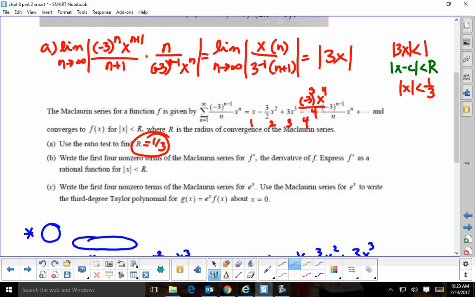Yes? Okay, so it wants the first 4 non-zero terms of f prime. So f prime, derivative of that guy is 1. Derivative of that guy is negative 3x. Derivative of that guy, what? Derivative of the next one, okay? So here I can see there's my first 4 non-zero terms. What is that going to be, though? That's going to help me out if I can see what that's going to end up being.